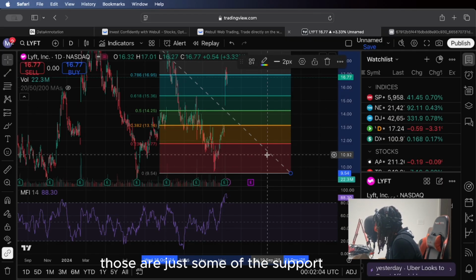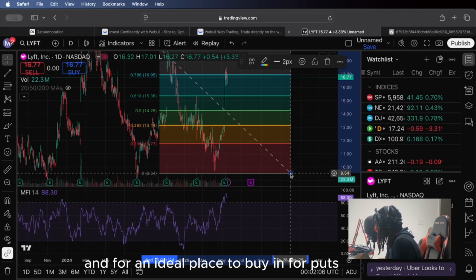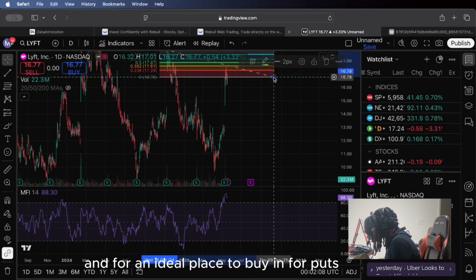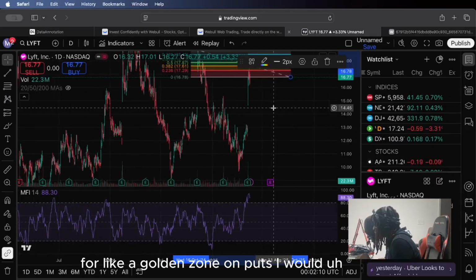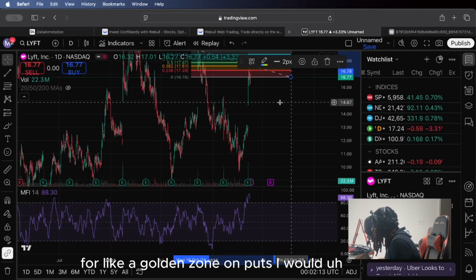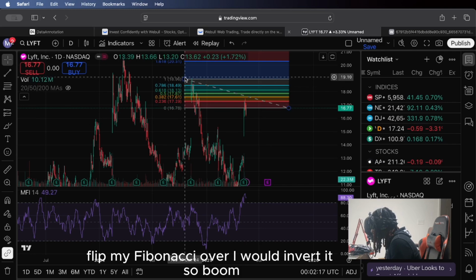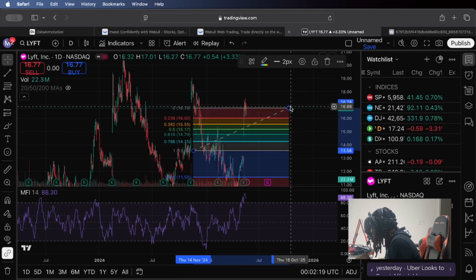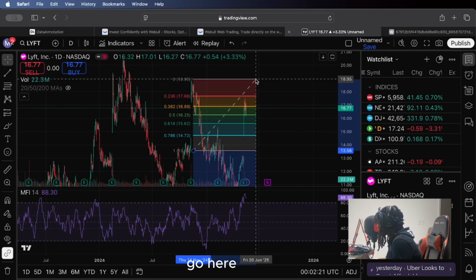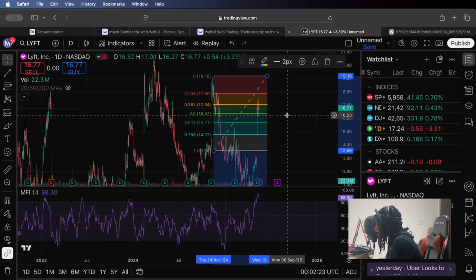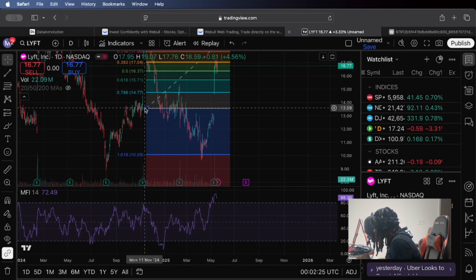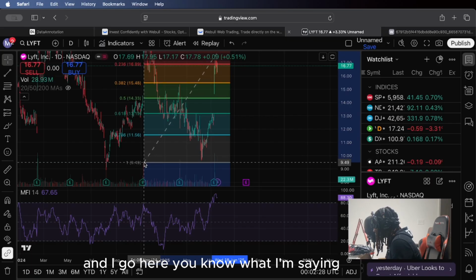Those are just some of the support and resistance ranges. And for an ideal place to buy in for puts, like a golden zone on puts, I would flip my Fibonacci over. I'll invert it. So boom, I go here, and I go here. You know what I'm saying?